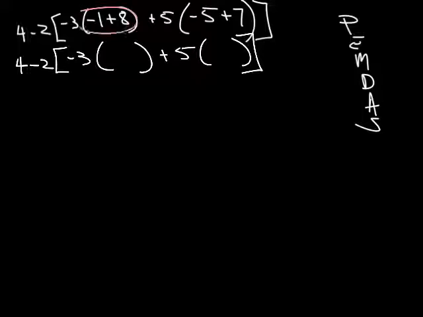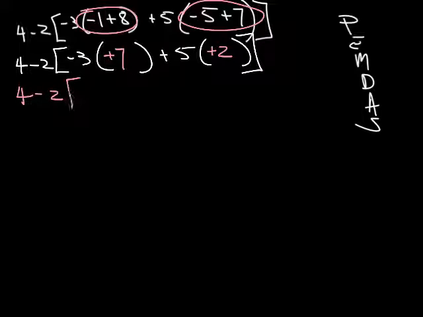So, -1 plus 8, the signs are different. We're going to take the difference between the 2 and put the sign of the biggest number there. -5 plus 7, signs are different. Take the difference between the 2, put the sign of the biggest one there. Okay, let's keep going. 4 minus 2 in brackets.